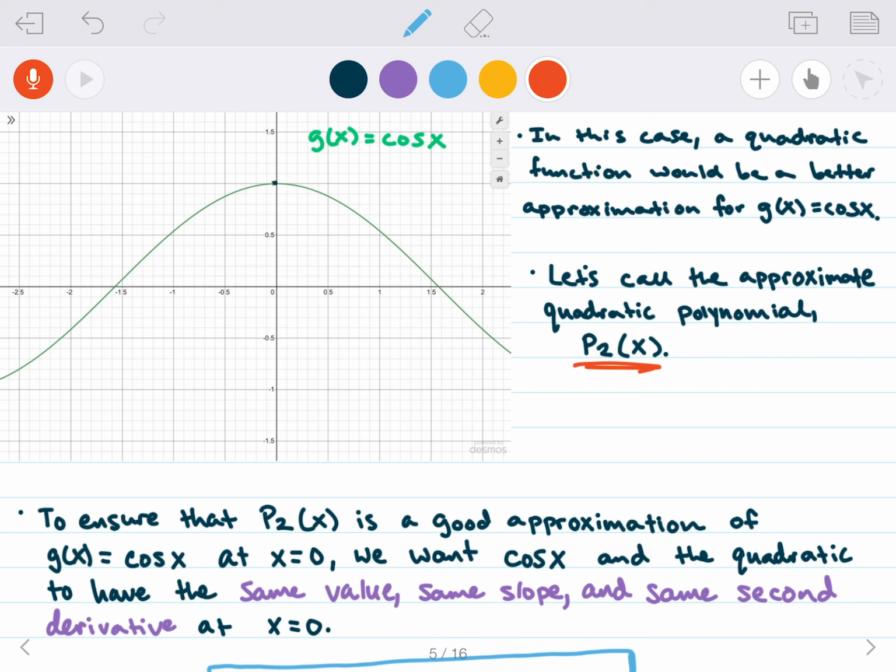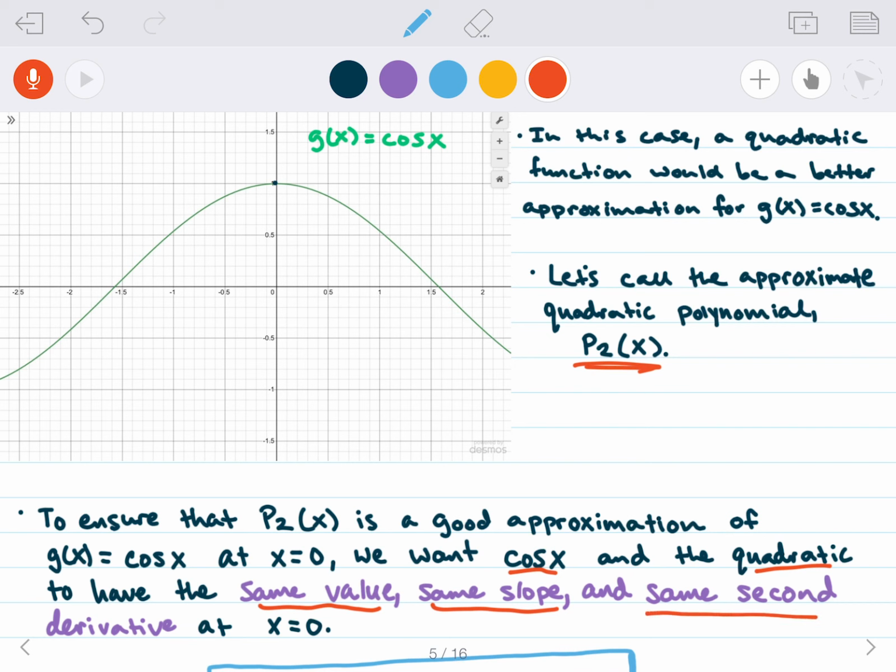So we want a few different things for this to be a good approximation. Okay, first of all, we want the actual function and the approximation to have the same value at x equals 0. We also want them to have the same derivative or the same slope at x equals 0. And finally, we want the same sort of concavity around 0, right?